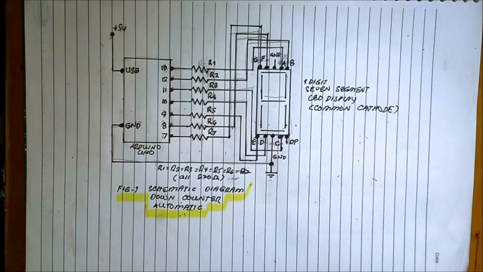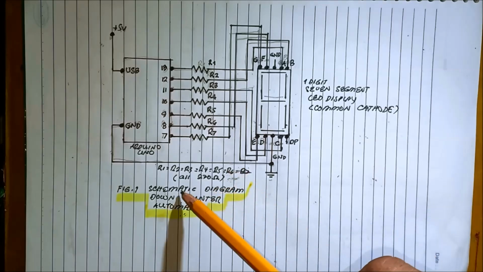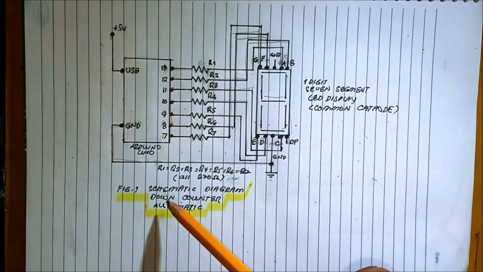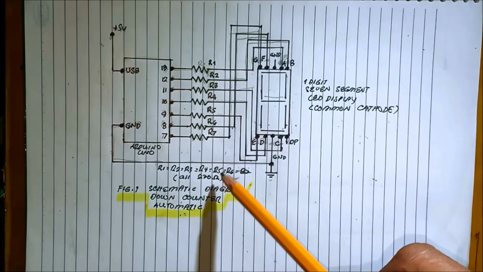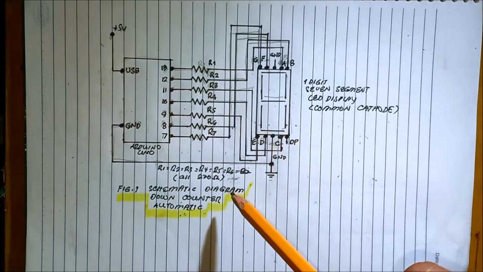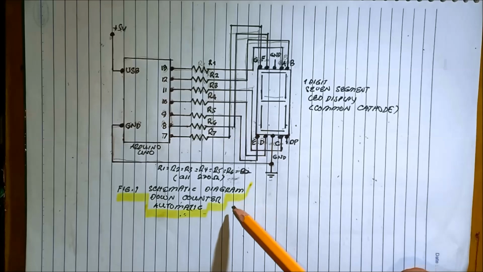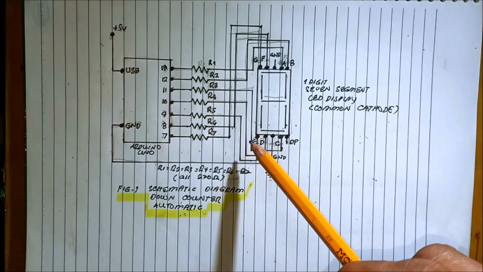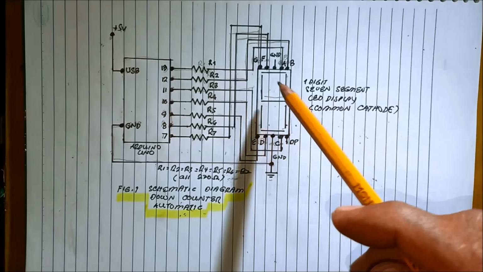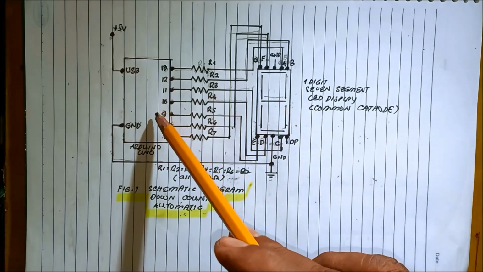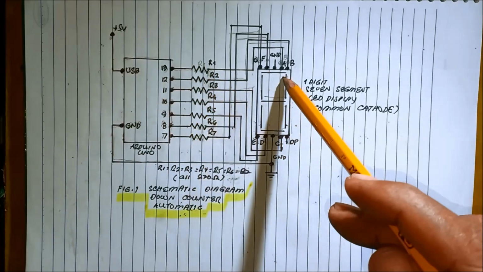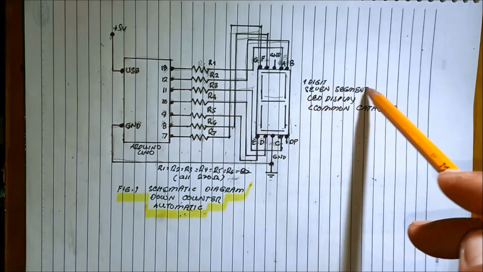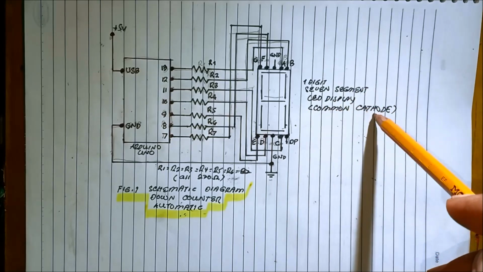Good day to everyone. This is now the schematic diagram of our project. Down counter, automatic. So it counts automatically, starting from 9 to 0. In our project, we are using this Arduino Uno microcontroller, and with 7 resistors connected to the 1-digit 7-segment LED display, common cathode.